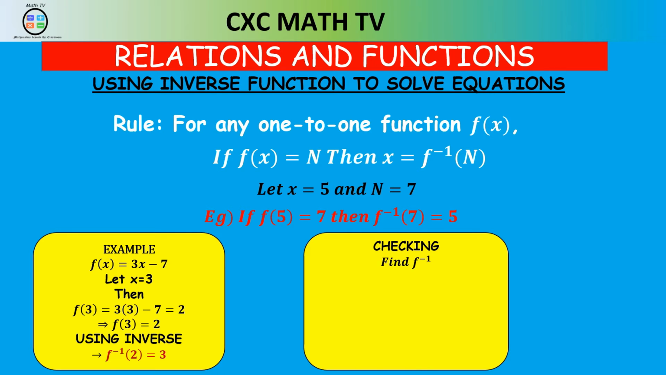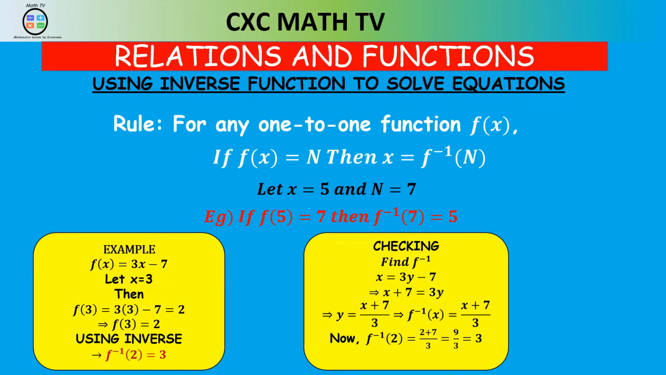To find f inverse, we interchange x and y. So x is 3y minus 7. Then we make y the subject. So x plus 7 is 3y, and then we divide both sides by 3. Y is x plus 7 over 3. So f inverse of x is x plus 7 over 3. Now insert x as 2. F inverse of 2 is 2 plus 7 over 3, which is 9 over 3, which is 3. Look at that with the black arrow going across. That is showing you that f inverse of 2 is indeed equal to 3.